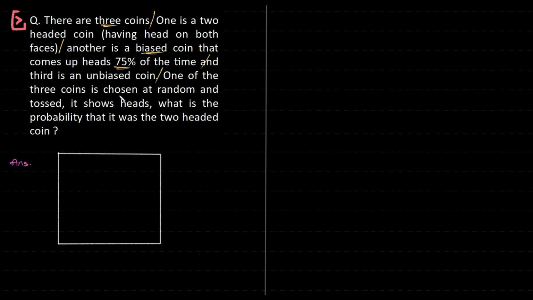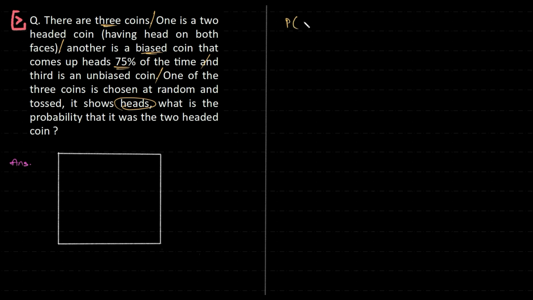One of the 3 coins is chosen at random and tossed. It shows heads. So we have an outcome. What is the probability that it was the two-headed coin? Right? So first thing is, let's write what we have to find.